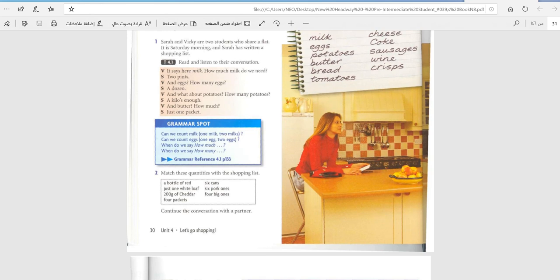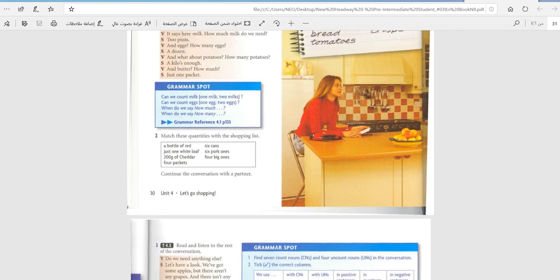So, grammar focus. Can we count milk? One milk or two milks? No. Can we count eggs? Yes, one egg or two eggs. When do we say how much? How much with uncountable nouns. يعني how much نستخدمها دائما مع الأسماء الغير معدودة. How many نستخدمها مع الأسماء المعدودة.